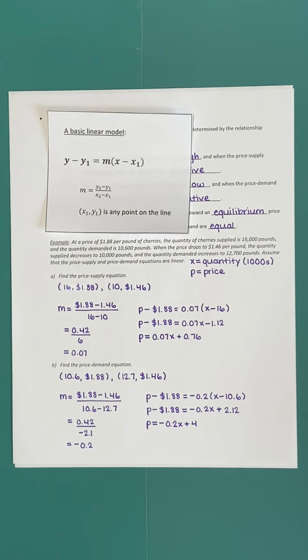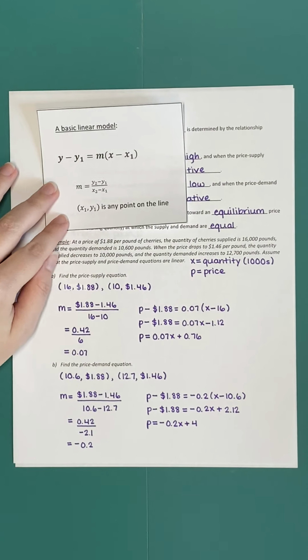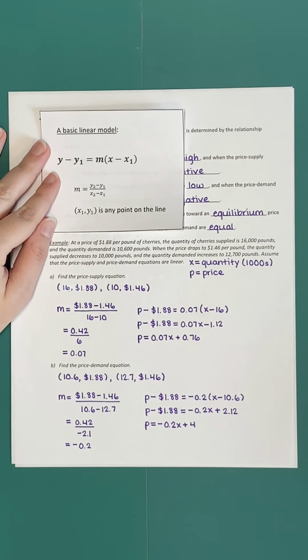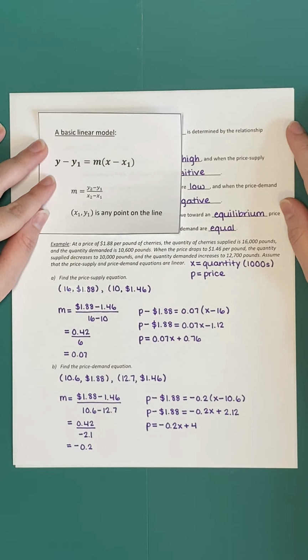So we're going to use this modeling technique, finding the slope and finding a point on the line. We're going to use it both for supply and for demand in order to generate the two equations in our systems. So let's look at this particular problem.